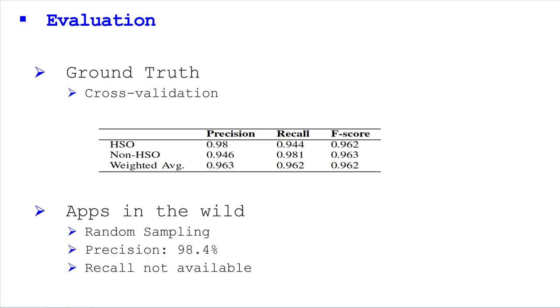And this is the evaluation result we conducted based on the two separate data sets. In the ground truth data set, we did a cross-validation and found that both the precision and recall are satisfying. In the large data set, due to the scale, we can't do a full data set evaluation, so we use random sampling to verify the precision. We find that the precision is around 98%. However, we are not 100% sure that there aren't any unknown HSO in the wild. So for this data set, we don't have the recall.